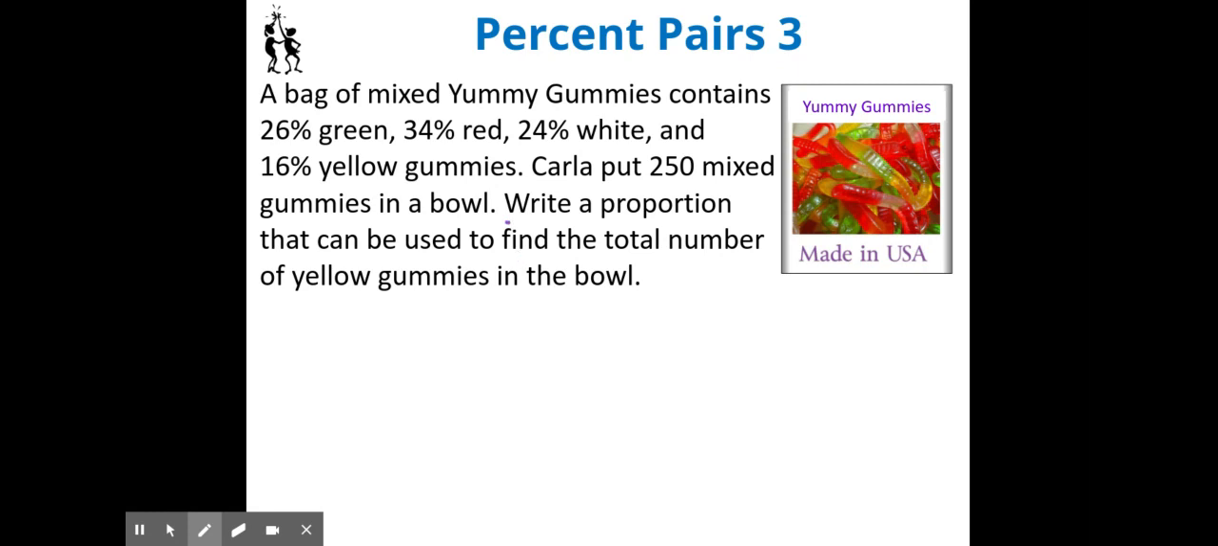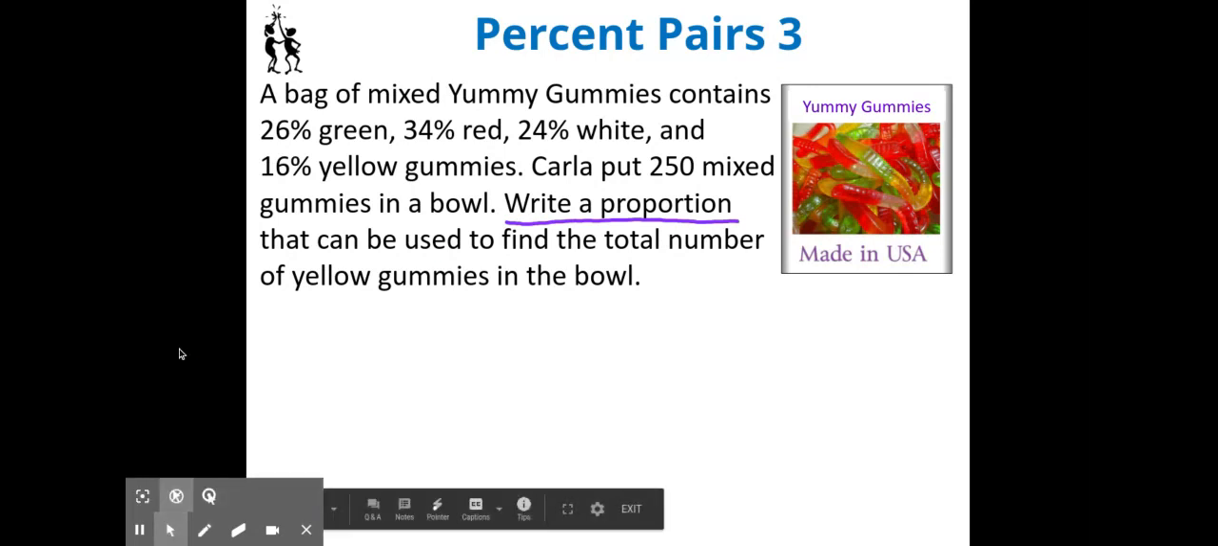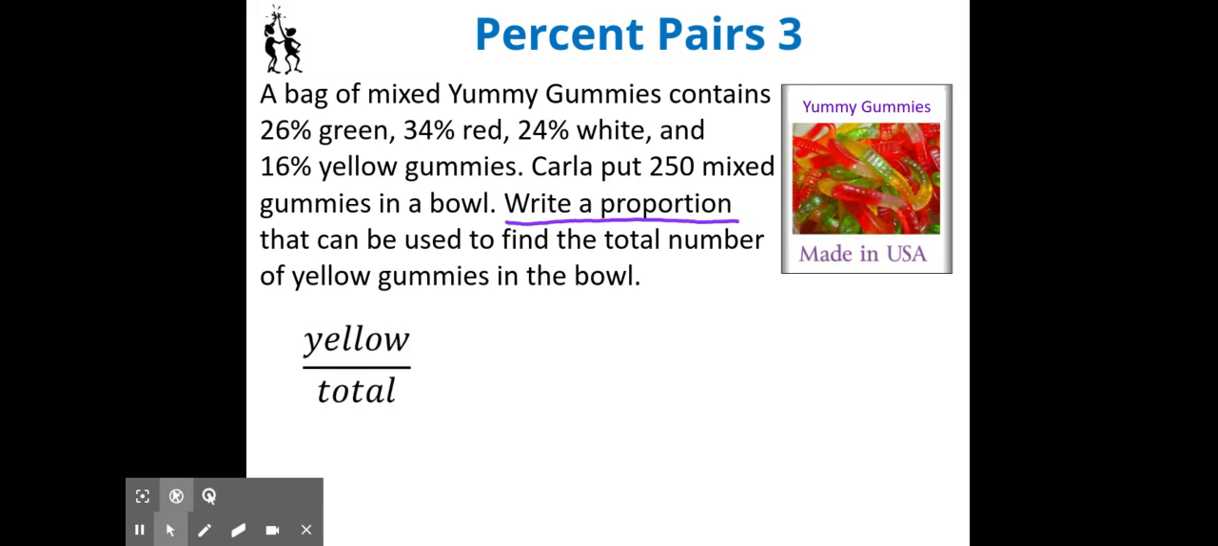Key, write a proportion. They're not asking me how many yellow, what percent. They want to see, can I write a proportion in order to solve a question that they could ask? Well, the proportion says to find the total number of yellow gummies in the bowl. If you wrote your proportion correctly, then you compared yellow to total. It's not a part to part.